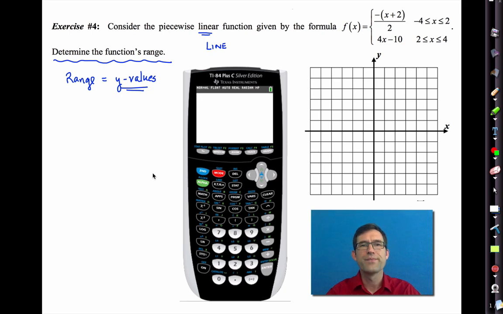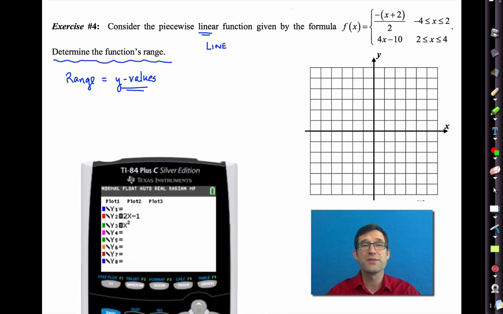So let me hit y equals. Let me clear out any equations that might be sitting there from past lessons or past problems. So clear both y1 and y2 out. If you have anything in y3, y4, etc., then it'd be a good idea to get rid of those as well. But we're just going to use y1 and y2. Now that we have everything clear, we go up to y1, and we're going to carefully enter that formula. Use that negative symbol, don't use subtraction. Put in that parentheses, put in x plus 2, close the parentheses, and now divided by 2. Look at the formula, make sure it looks good.